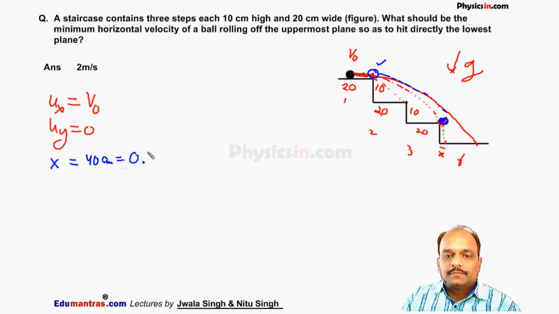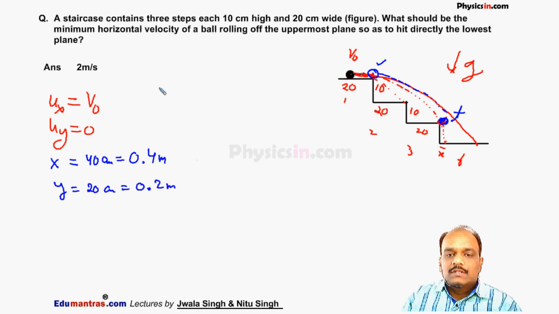or it is equal to 0.4 meter. In the same way, the vertical displacement, when it is here at that instant, the total vertical displacement of this projectile is only 20 centimeter, that is equal to 0.2 meter. Now acceleration due to gravity is downward and let it be 10. So horizontal displacement is horizontal speed v0 into t, and vertical displacement is uy t.